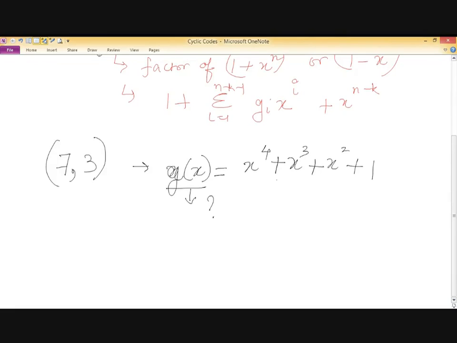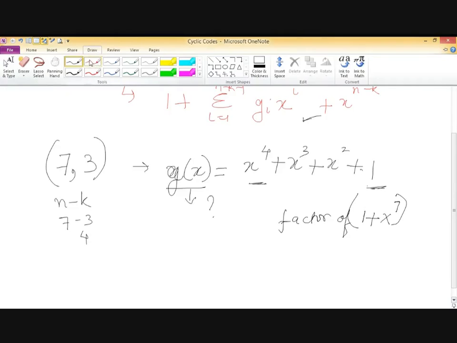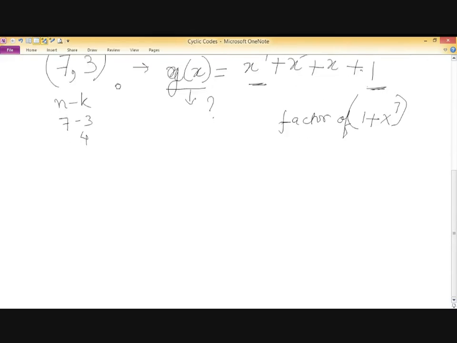For a valid polynomial, it must have an order of n minus k, that is 7 minus 3 equals 4. So it is monic because it has x to the power of 0, and it has x to the power of n minus k. So it is of this type. Next, we have to check whether it is a factor of 1 plus x to the power of 7. If it is, then 100% it is a generator polynomial. Otherwise, it is not a generator polynomial.